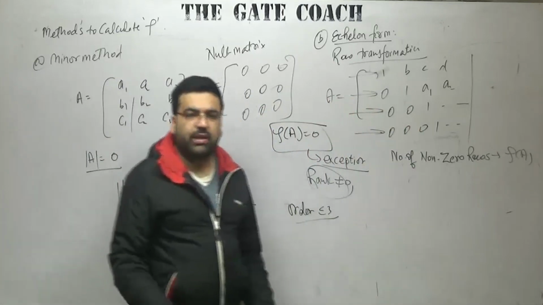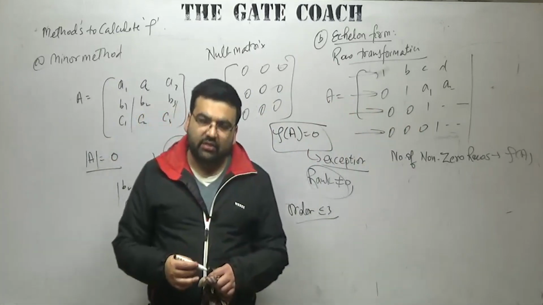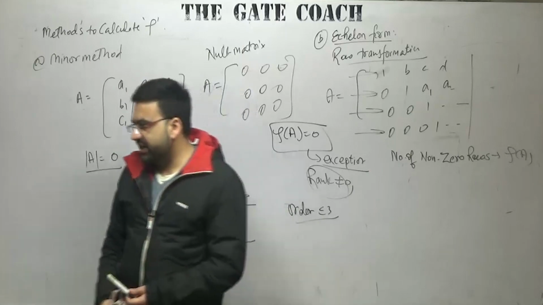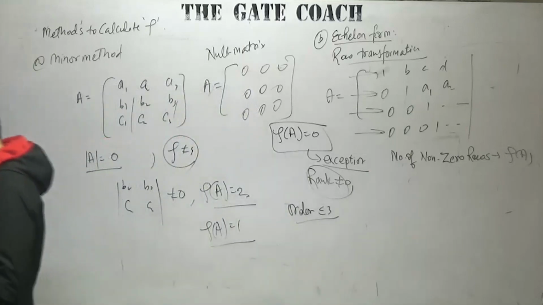This is the Echelon form method. This is a very good method, very easy method also. You can calculate the rank of any matrix with the help of this method in 1 minute to 2 minutes maximum.